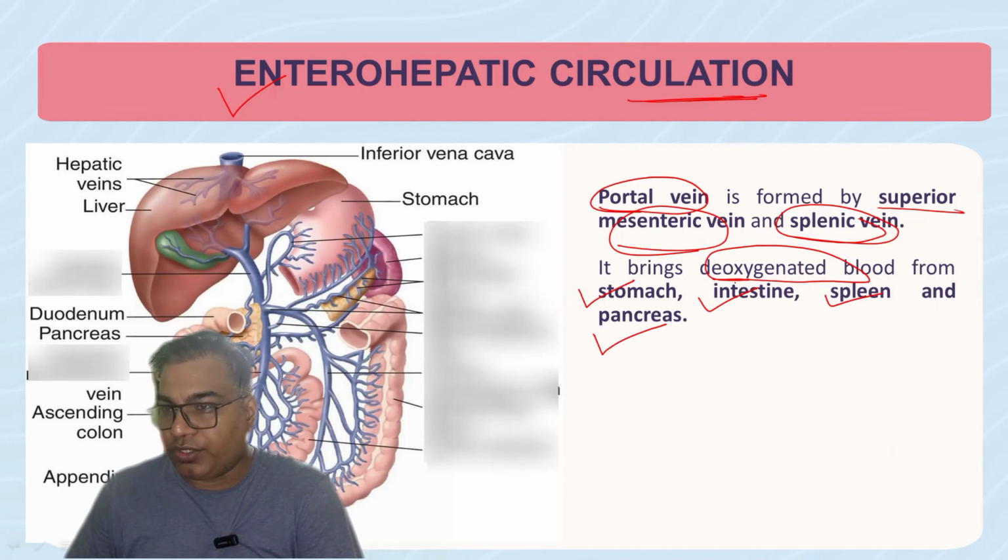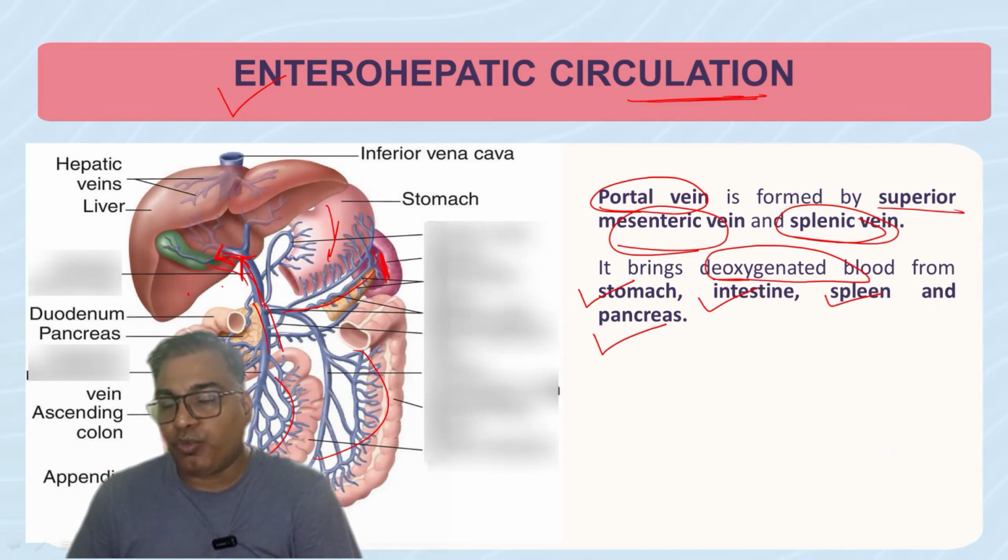This deoxygenated blood is carried from intestine, from stomach, from spleen to the liver through the portal vein.